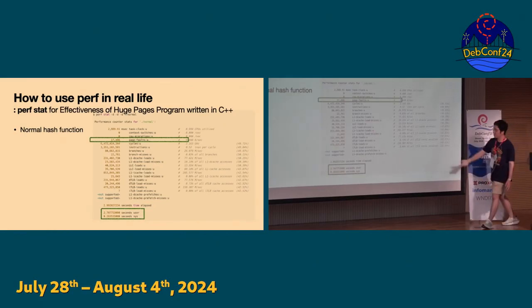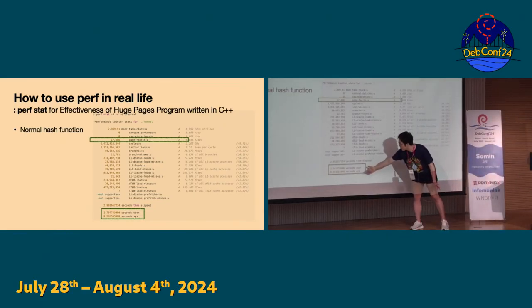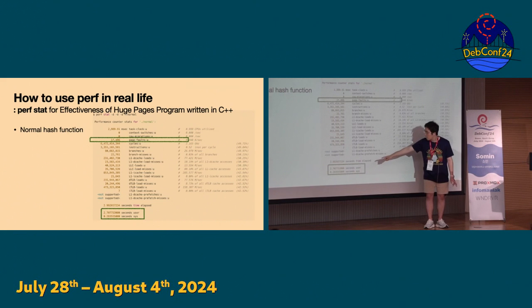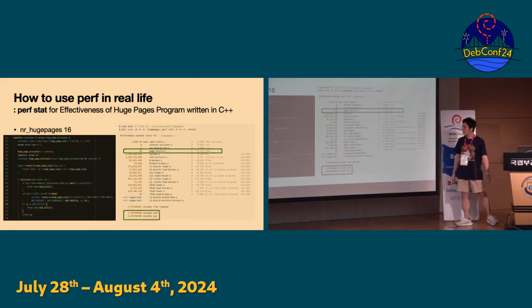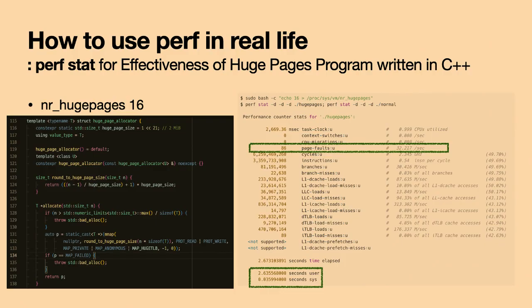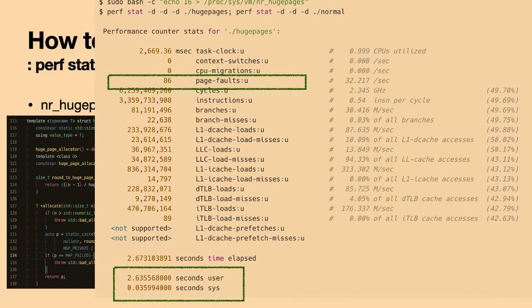So even faster in kernel space. There is a 0.28, but the 0.03. So 86 and 0.03. Only 86 page faults, isn't it?